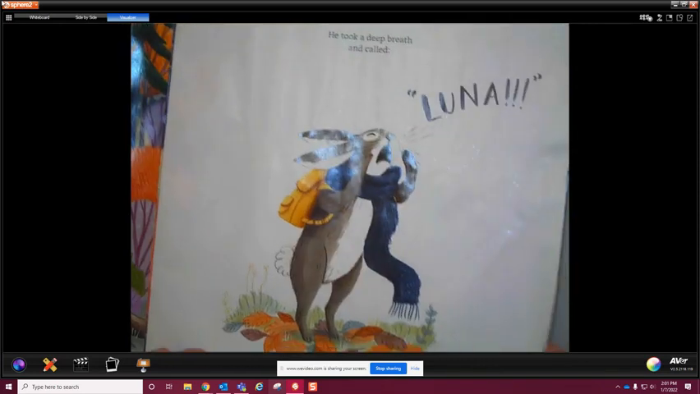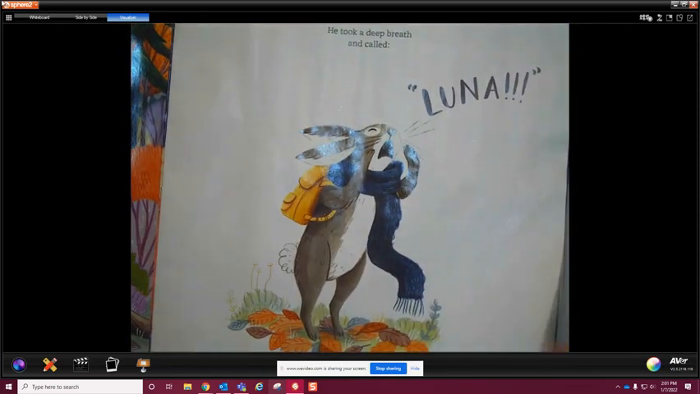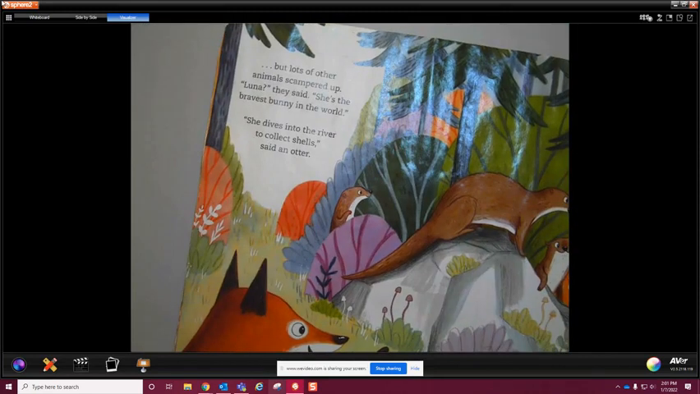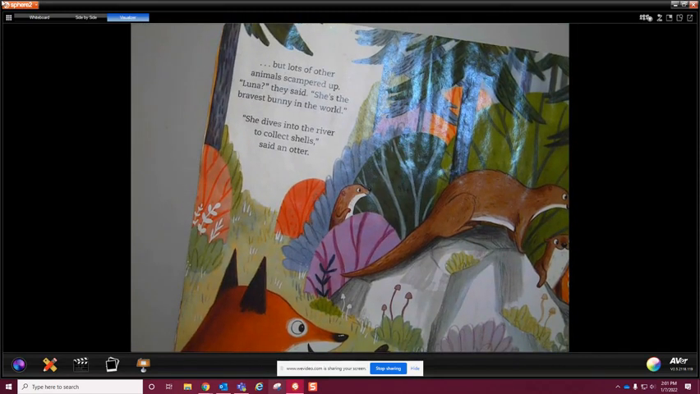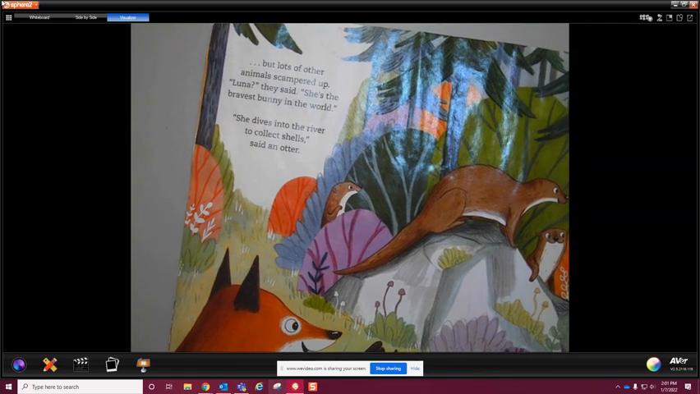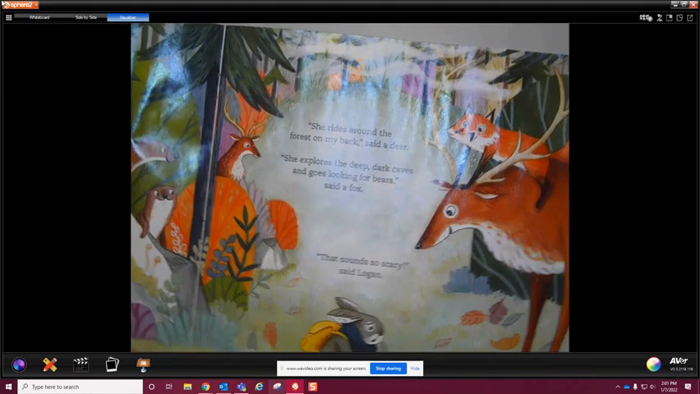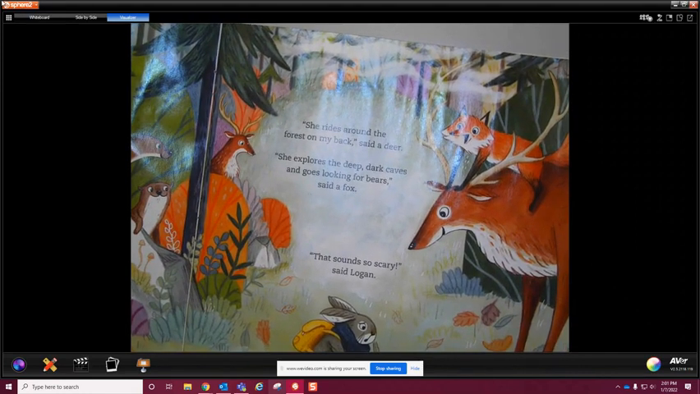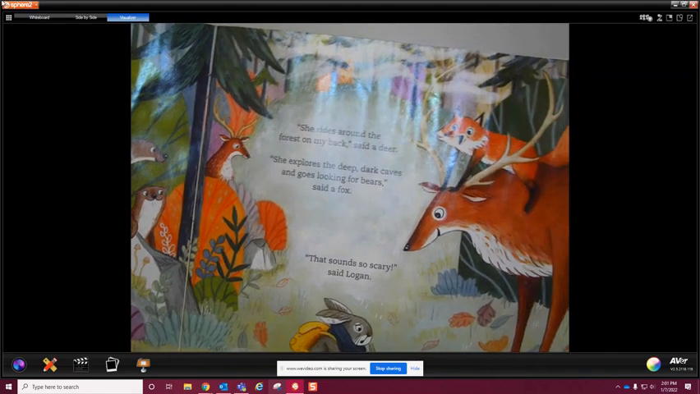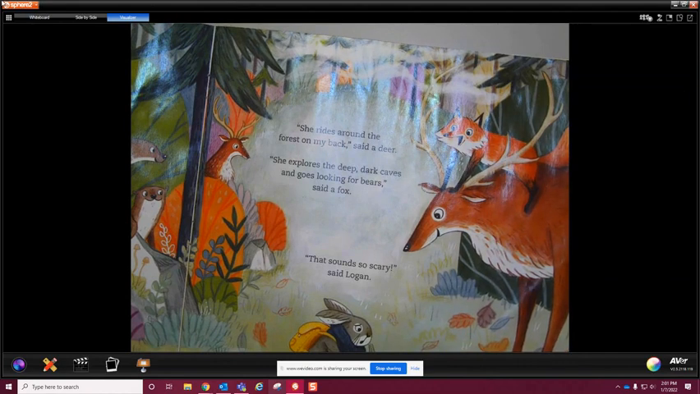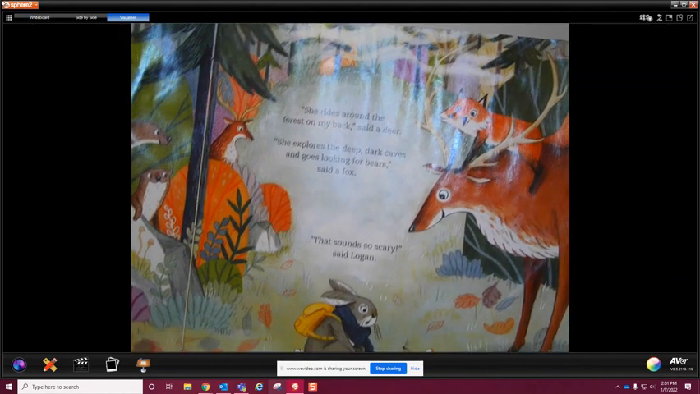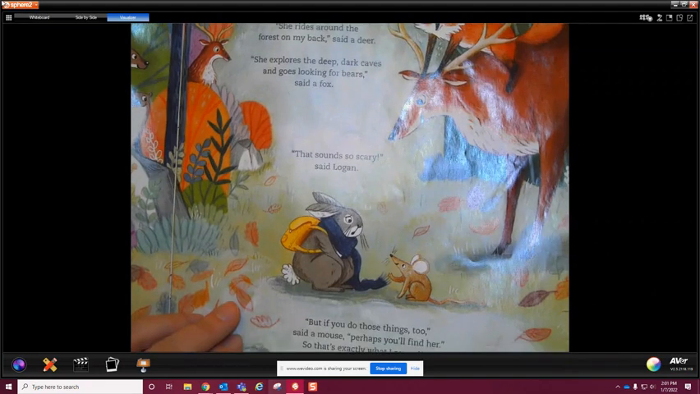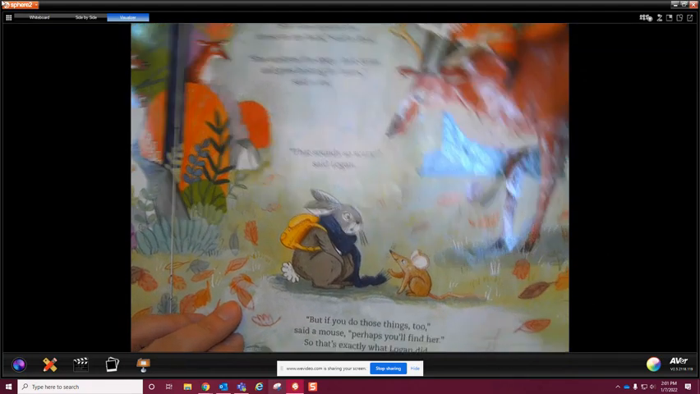He took a deep breath and called, "Luna!" There was no reply. But lots of other animals scampered up. "Luna," they said. "She's the bravest bunny in the world. She dives into the river and collects shells," said an otter. "She rides around the forest on my back," said a deer. "She explores the deep, dark caves and goes looking for bears," said a fox. "That sounds so scary," said Logan. "But if you do those things too," said a mouse, "perhaps you'll find her." So that's exactly what Logan did.